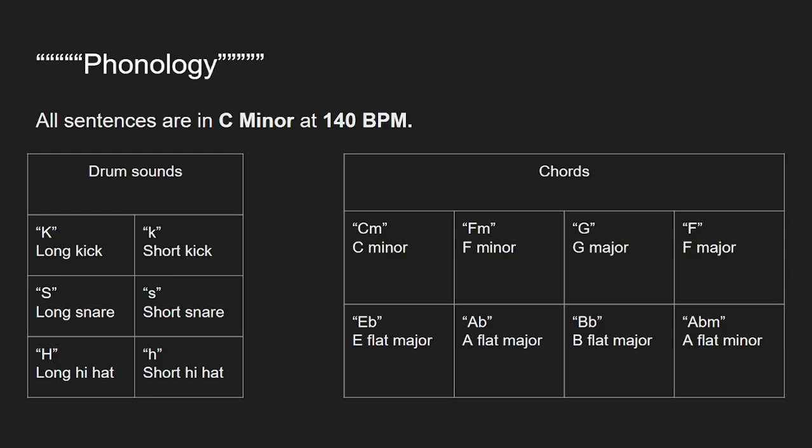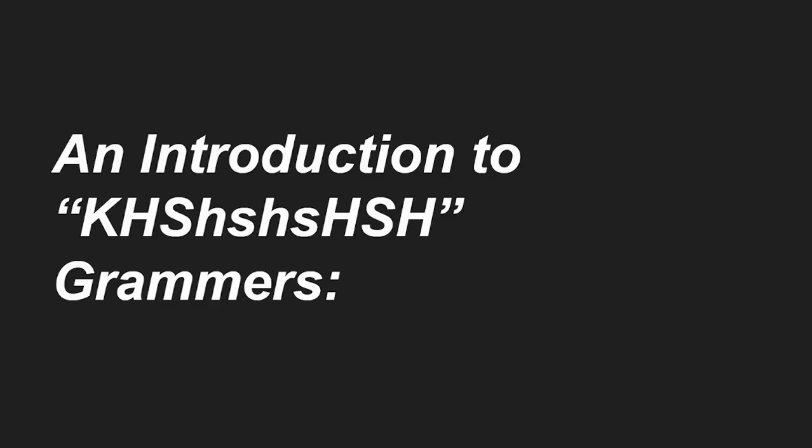So all words in this language are at C minor at 140 BPM, and the drum sounds are represented by the letters K, S, and H respectively, and they're uppercase or lowercase depending on whether it's an 8th note or a 16th note. And the chords which the organ can make are C minor, F minor, G major, F major, E flat major, A flat major, B flat major, and A flat minor.